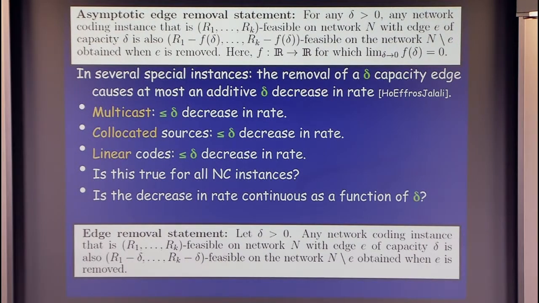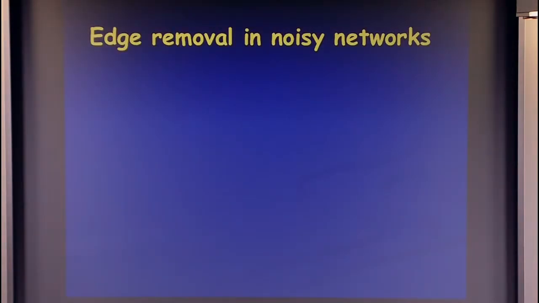Okay, so the edge removal statement is not known. The asymptotic edge removal statement is not known to be true, and the question is what can we do with it. So it seems like a very simple problem, but it's currently open.